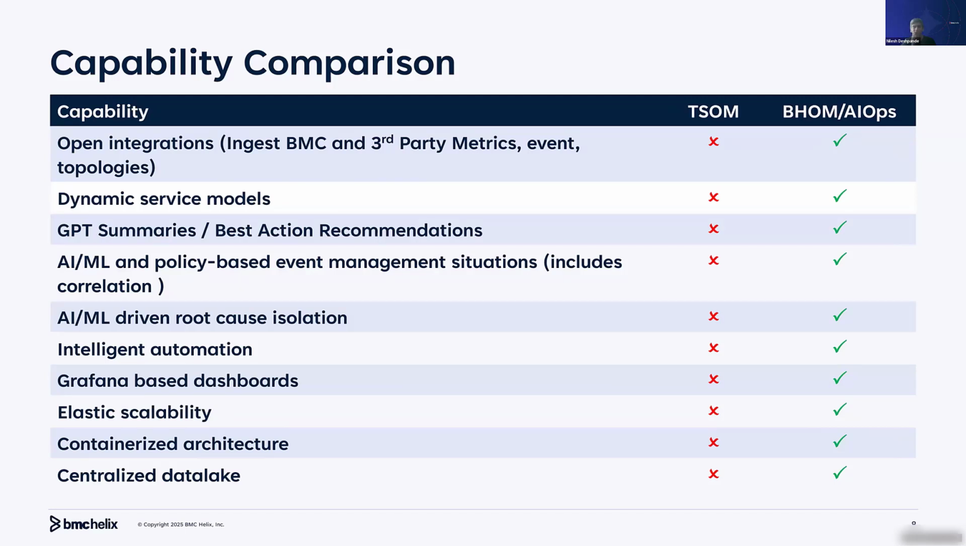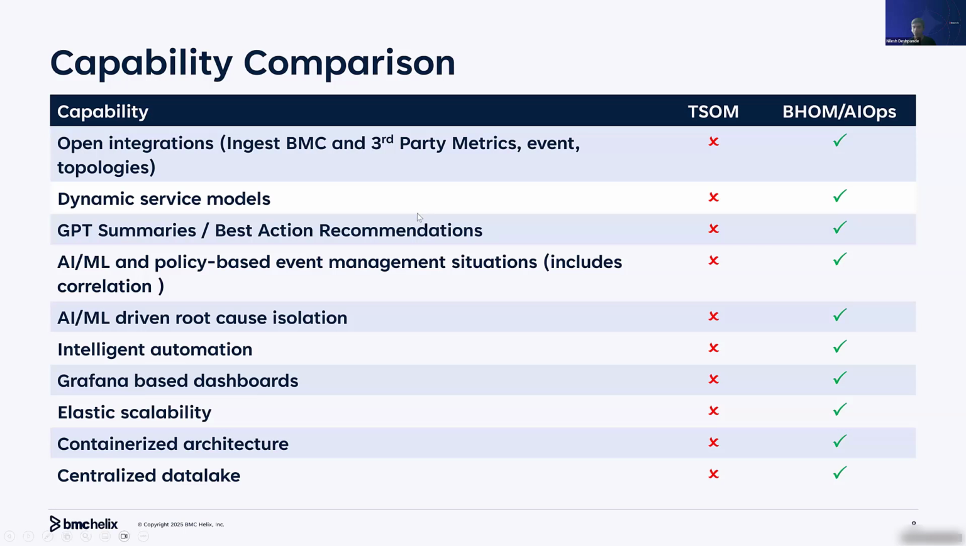This slide talks about what new value has been added in the capabilities compared to TSOM. I'll speak about the open integration first, where we have the intelligent integration added, and it pulls most of the third-party metrics, events and topology data into BHOM directly. It's streamed, and it has more than 40 applications available for integration.